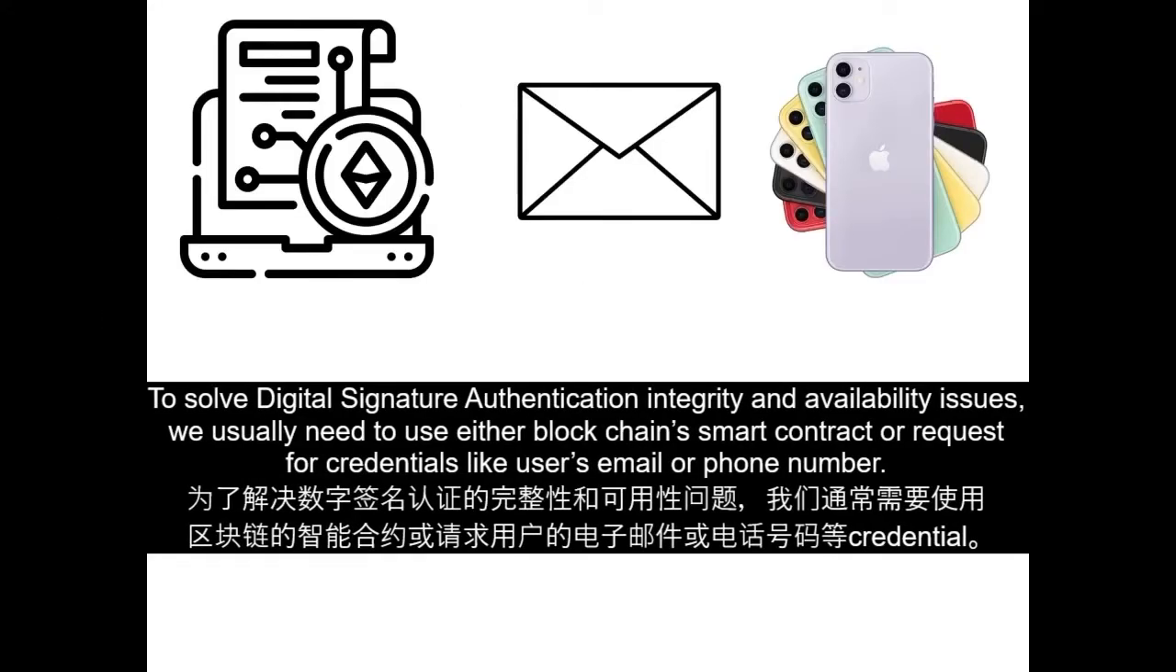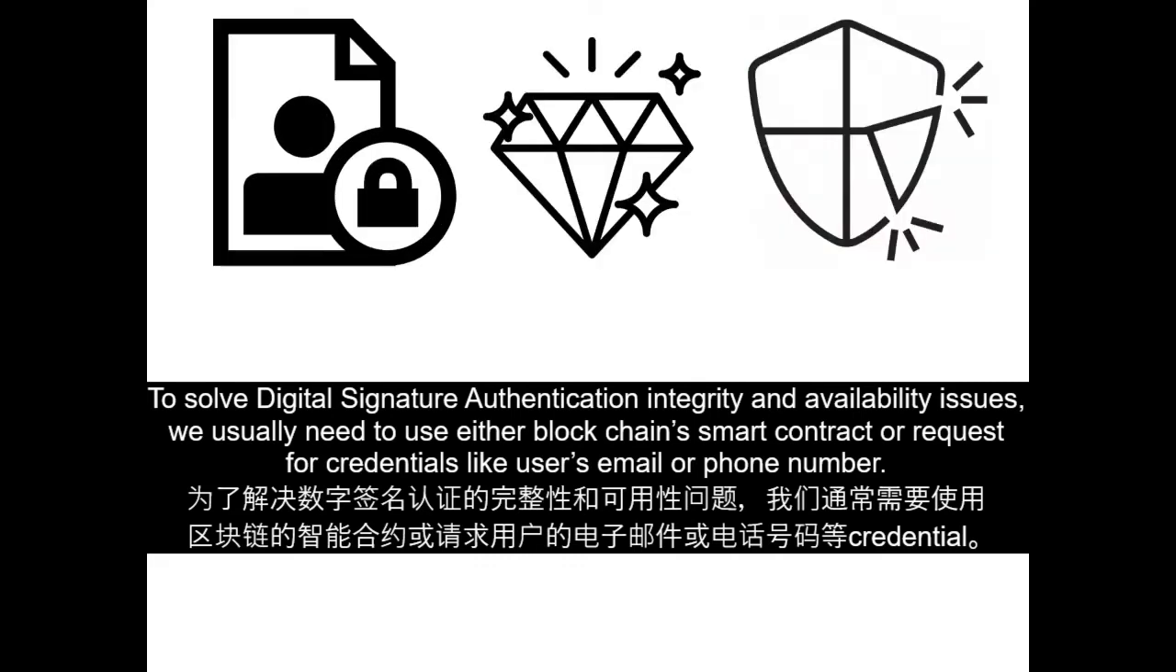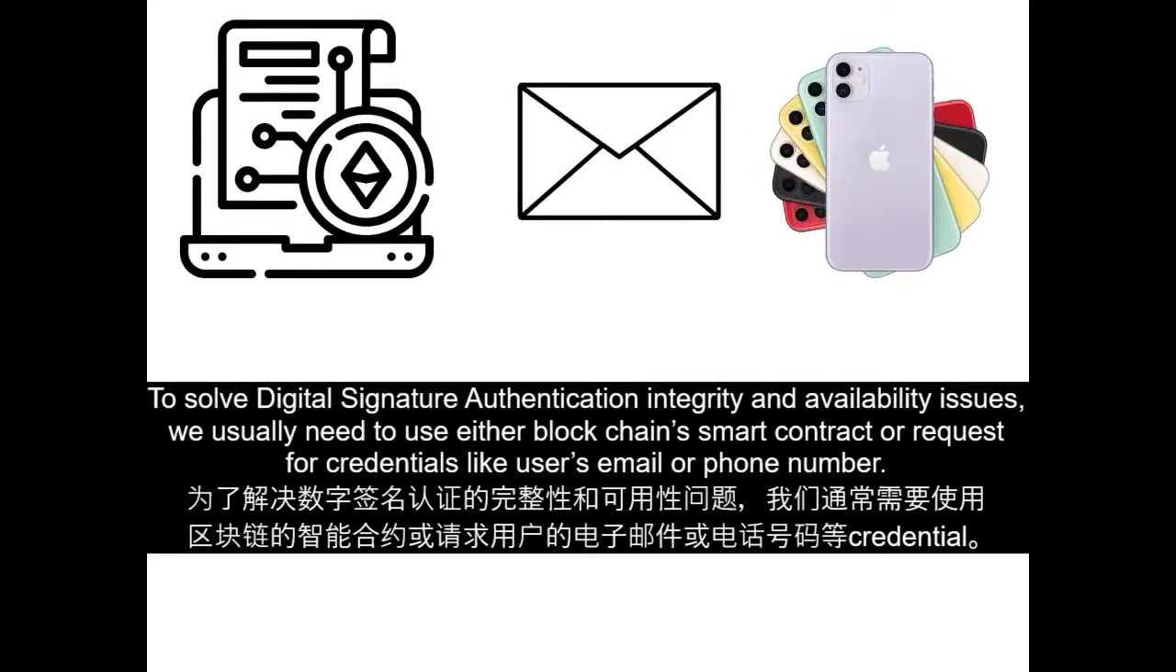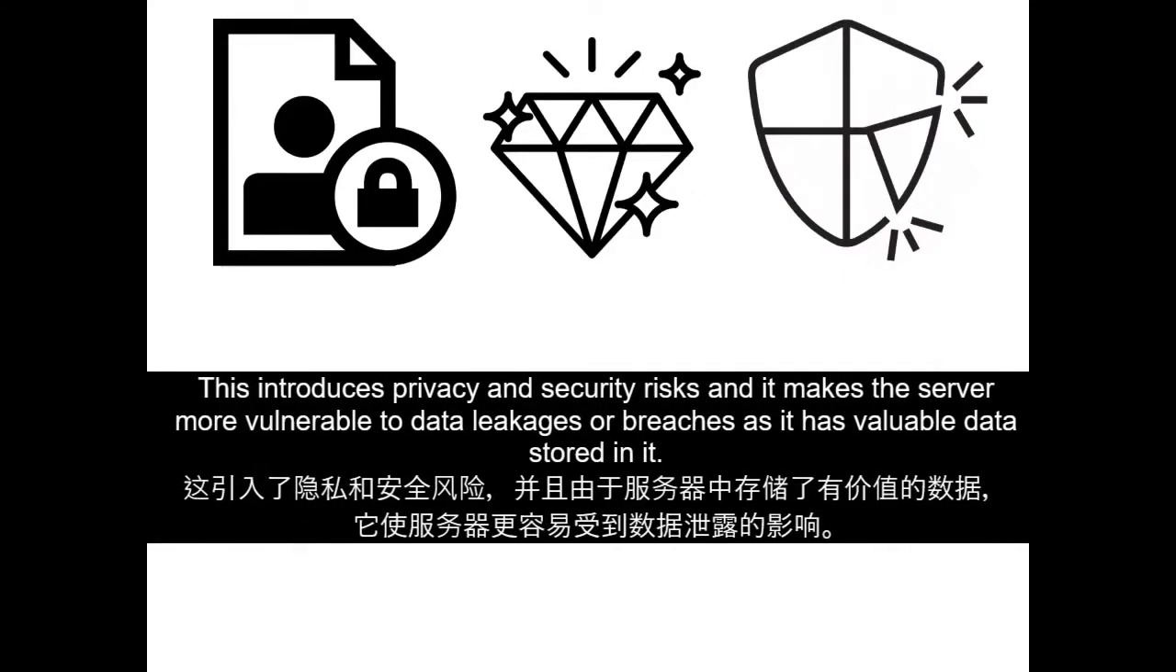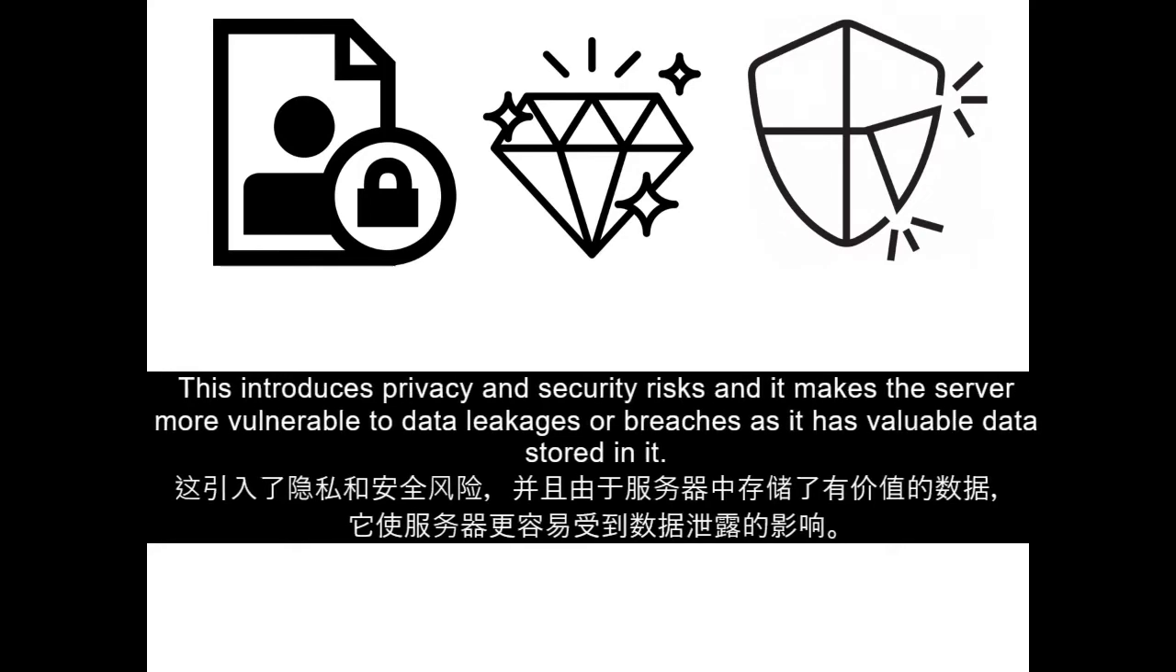To solve digital signature authentication, integrity, and availability issues, we usually need to use either blockchain, smart contracts, or request credentials like the user's email or phone number. This introduces privacy and security risks, and it makes the server more vulnerable to data leakages or breaches as it has valuable data stored in it.